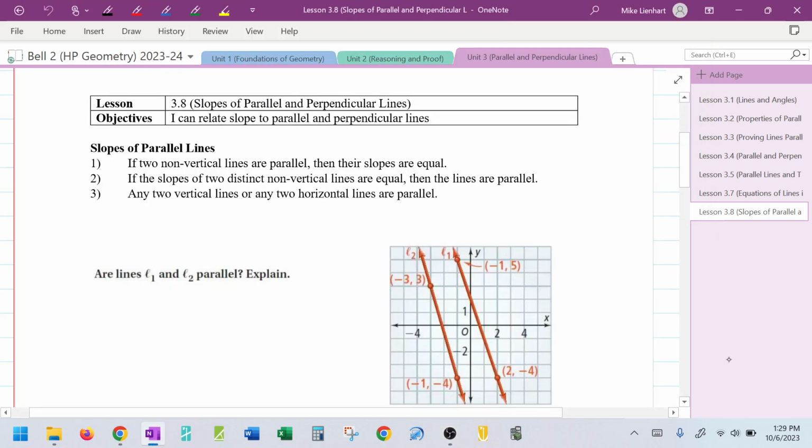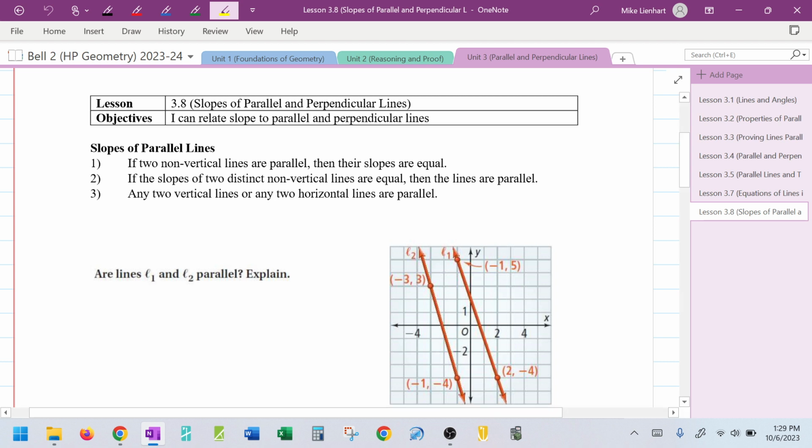This video is about slopes of parallel and perpendicular lines. So, what does it mean for two lines to be parallel? Our geometric definition is two lines in the same plane that never intersect. But how can we recognize them a little bit more readily here?